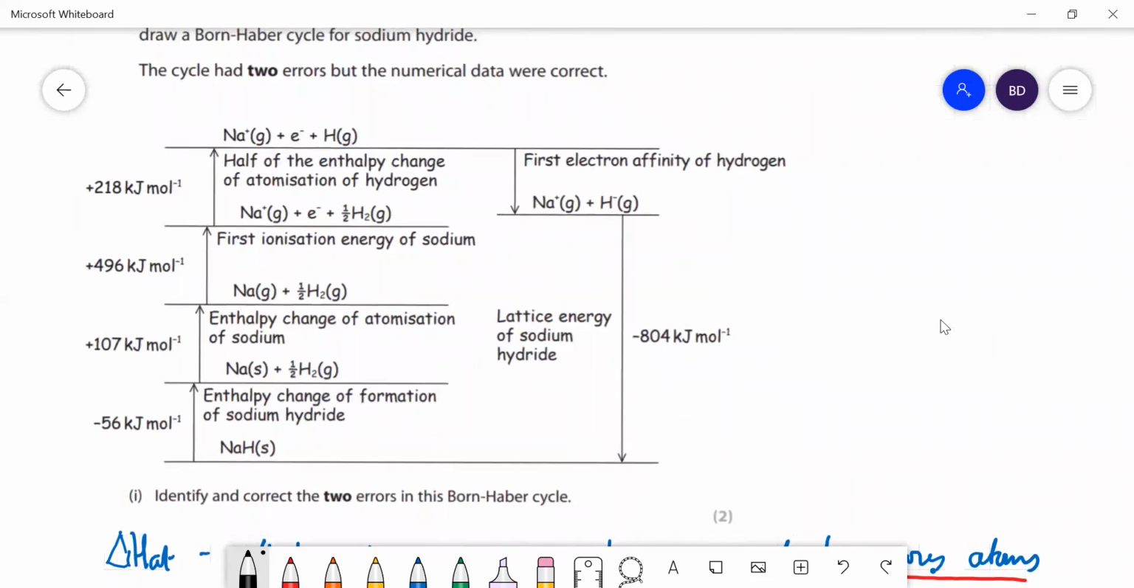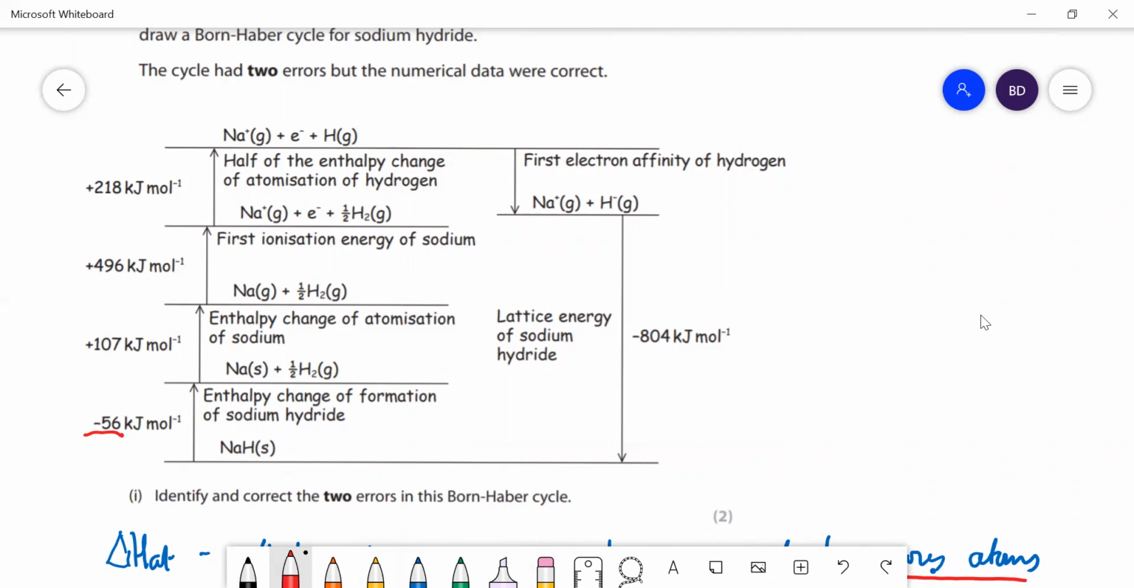The first error is here. This is the enthalpy change of formation. Now, the arrow should be going in the other direction, because the enthalpy change of formation is when you form a compound from the elements in their standard states. So the arrow goes the wrong way around there. That's the first error. And that's why you've got a minus sign there, because the arrow is going down. It's an exothermic change.